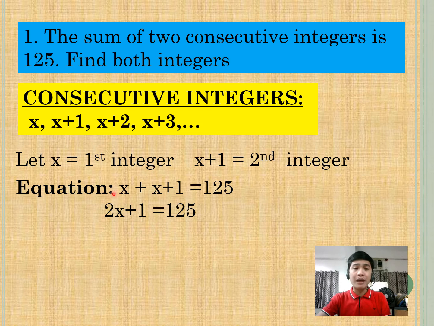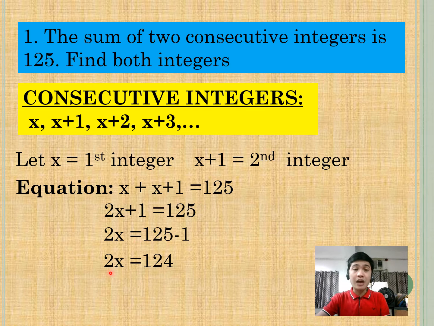However, we cannot combine 2x and 1 because they are unlike terms, but we can transpose 1 on the right side para si 125 and 1 ang masisimplify natin. In that case, you have 125 minus 1. As we transpose a 1 on the right side, we change its sign.